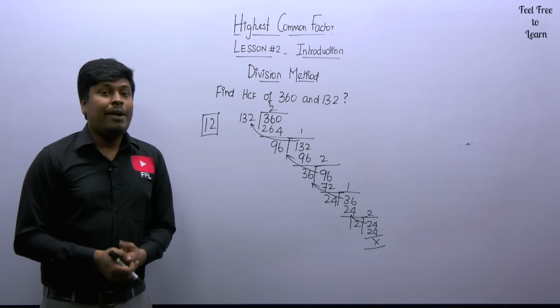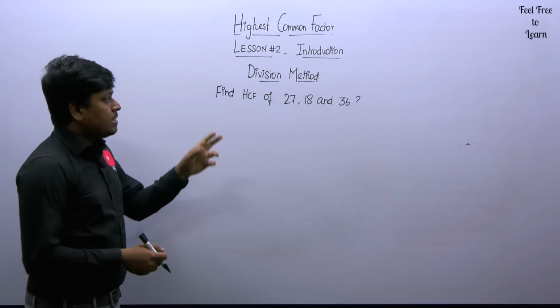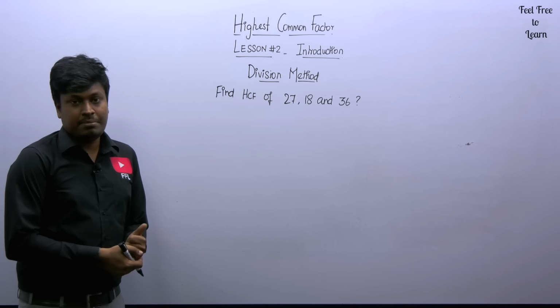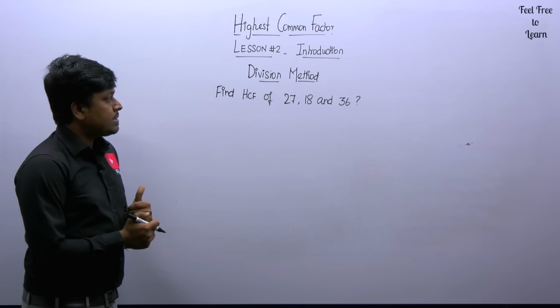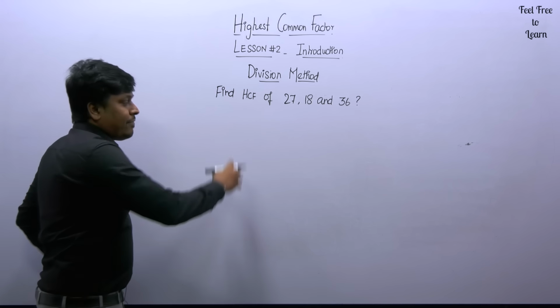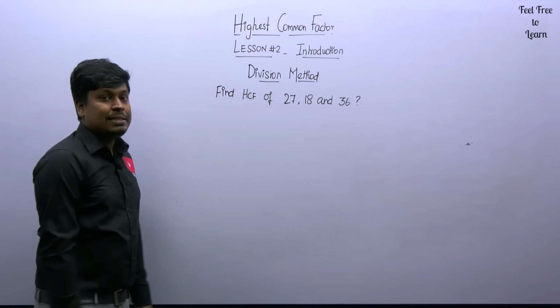In case if we have 3 numbers, what to do? I will teach you now. So next example question is 27, 18 and 36. So here they have given 3 numbers. So what you need to do here is, just listen carefully. You have to take the 2 numbers and find the HCF. After finding the HCF for the number, you have to go with the third number.